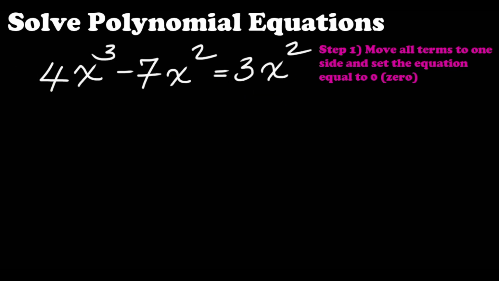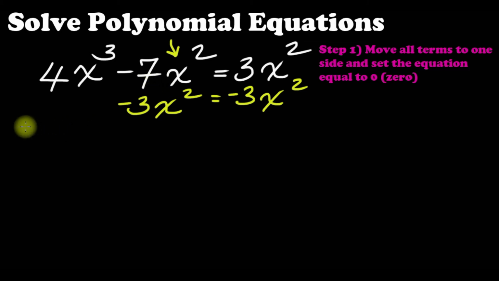Okay, so what we can do here is get rid of the 3x squared. If I want to make this come out to 0, I would have to minus 3x squared. So if I minus 3x squared to the right, I have to minus 3x squared to the left. Here's the x squared term, so you have to line up the negative 3x squared with the negative 7x squared so that you can collect those like terms.